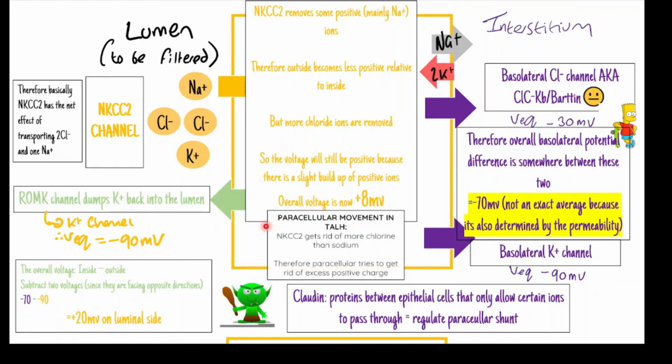So this basically causes the paracellular movement. Remember, the kidney doesn't like a buildup of charge. And in this case, it doesn't like the buildup of positive charge, so it wants to get rid of it. Therefore, it sets up a paracellular shunt to get rid of excess positive charge. Therefore, ions such as calcium, potassium, magnesium, and sodium are able to pass through claudins in your paracellular route. Your ions here are able to pass through via your paracellular route via claudins to help balance this positive charge.